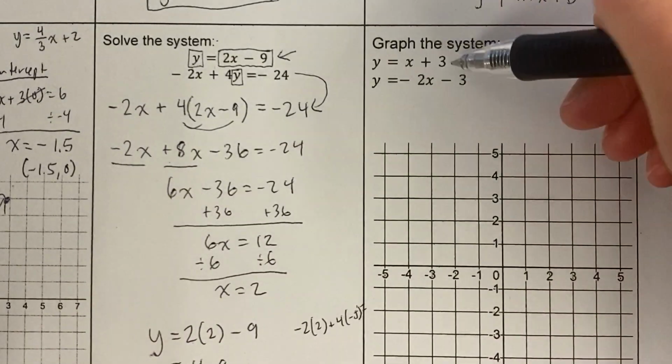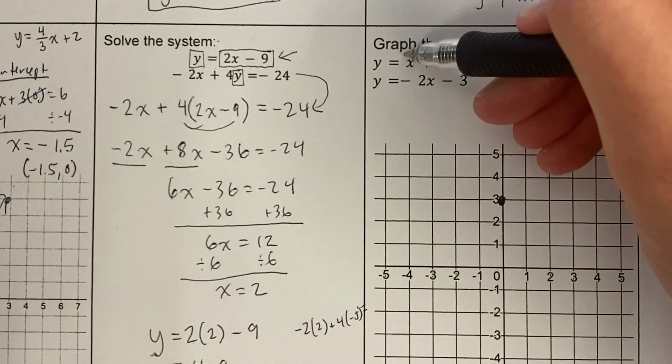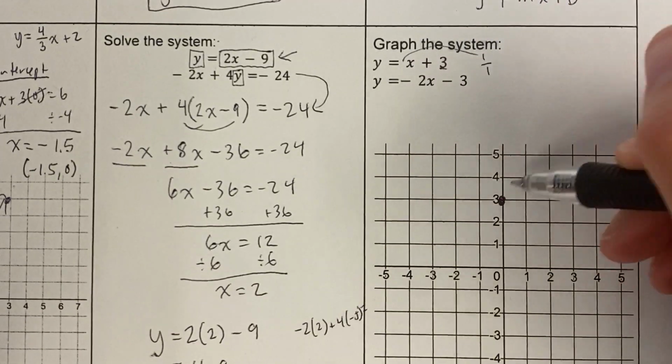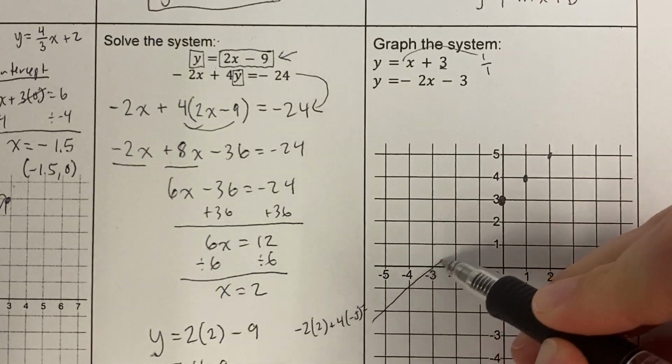Graph the system. y equals x plus 3. I'm going to start at 3 at the y-intercept, and then this slope is 1 over 1. So I'm going to go up 1, right 1, up 1, right 1, and then I'm going to just neatly graph.